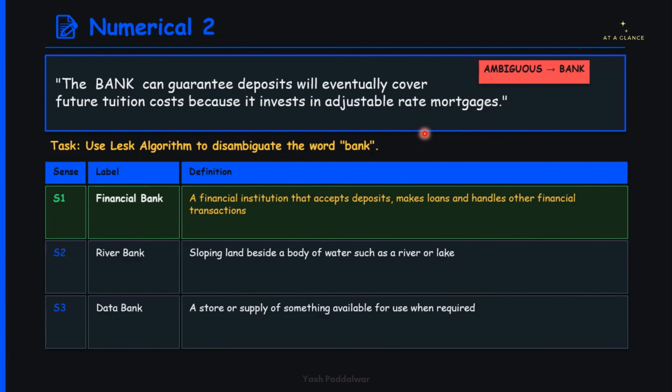Now what we need to do is compute the actual sense of this particular word bank. We are given three senses: financial bank, river bank, and data bank. For each sense we are given the gloss of it. So this is the given data.